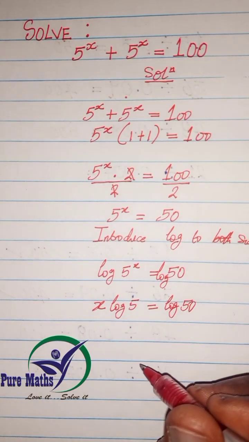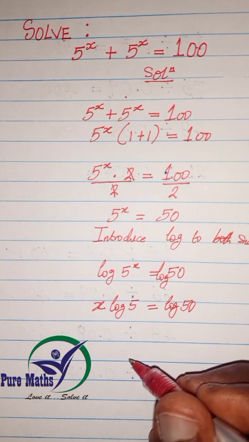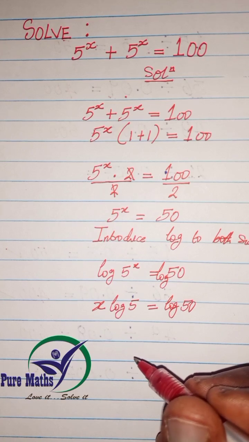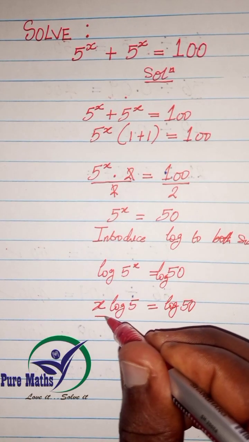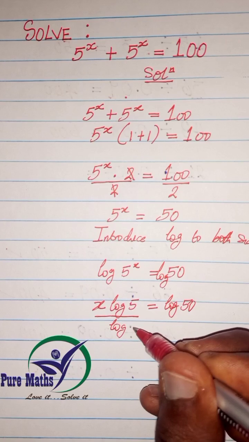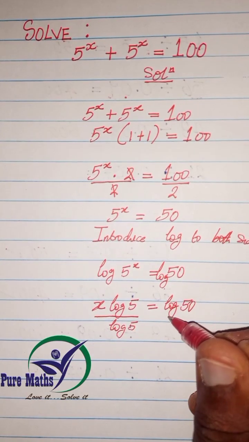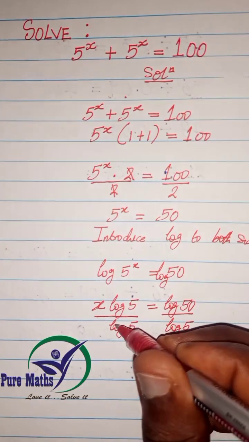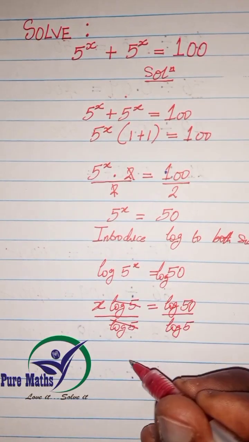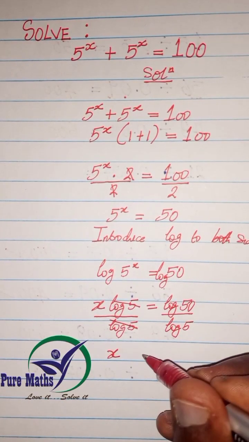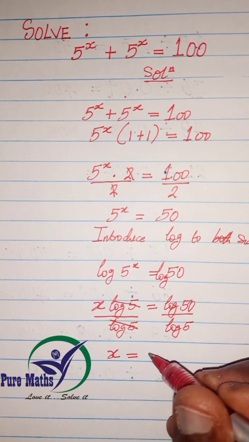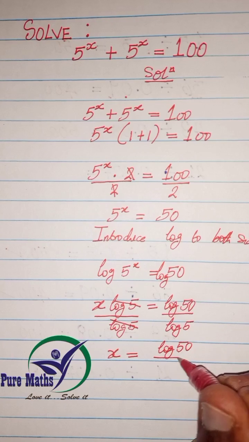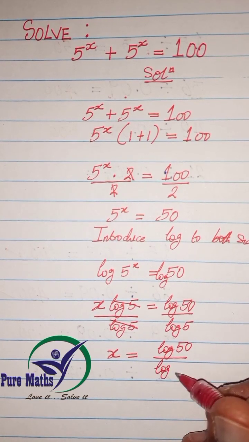All right, so the next thing we need to do is to divide both sides by log 5 so that our x can stand alone. So when you divide both sides by log 5, you'll be having divided by log 5 here, and also here divided by log 5. So of course you know log 5 will cancel out log 5, so you're just left with x, and x will be equal to log 50 divided by log 5.